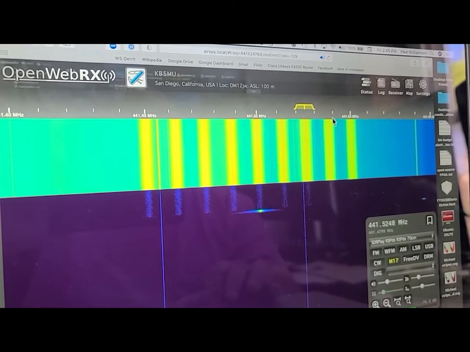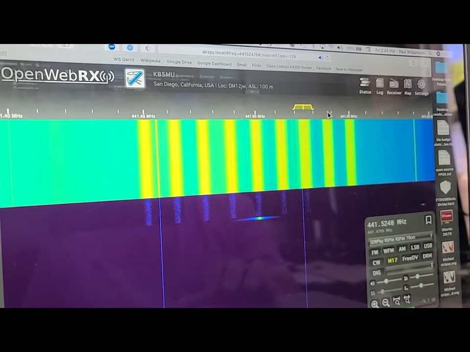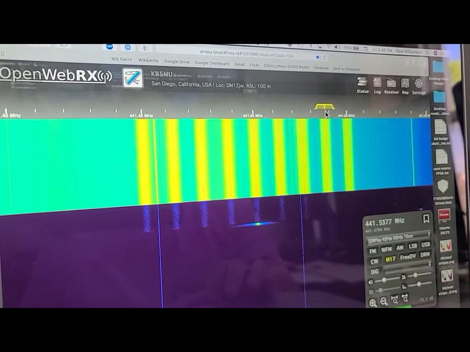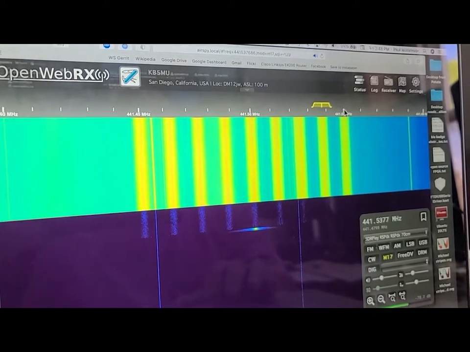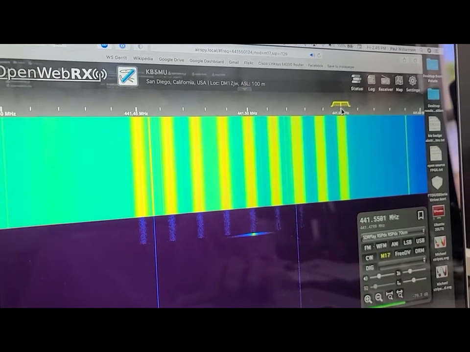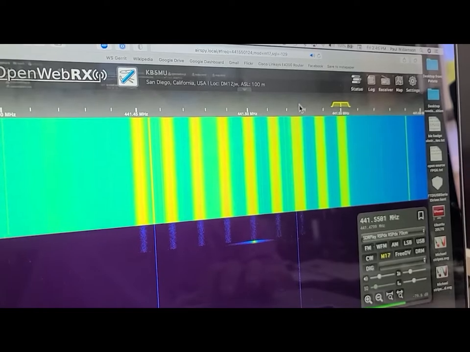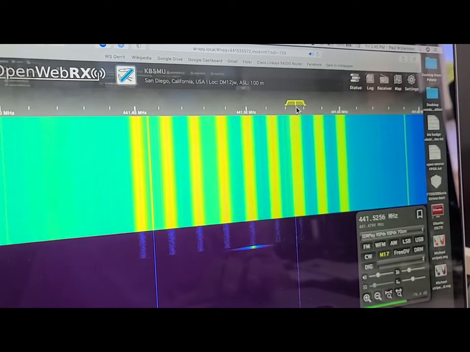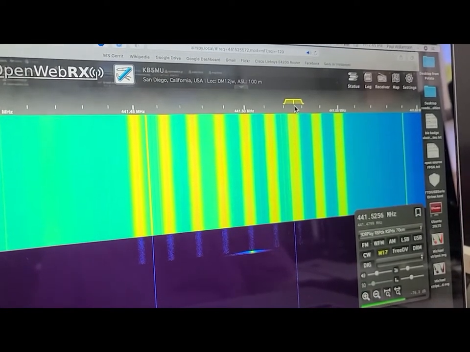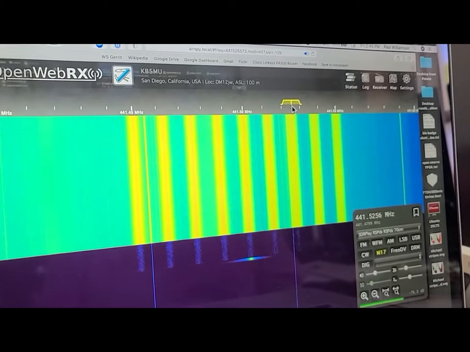That one appears to be silent. I wonder why. Let's go back to this one. It's silent. Well, that needs some investigating. But we have 9 channels here all being transmitted in parallel.